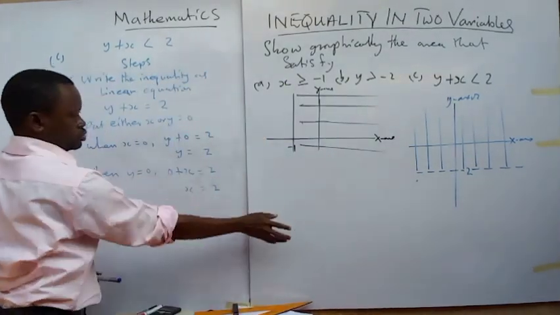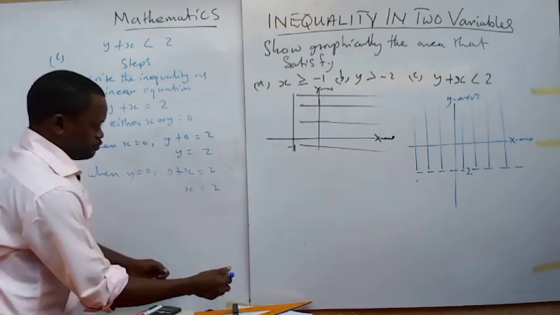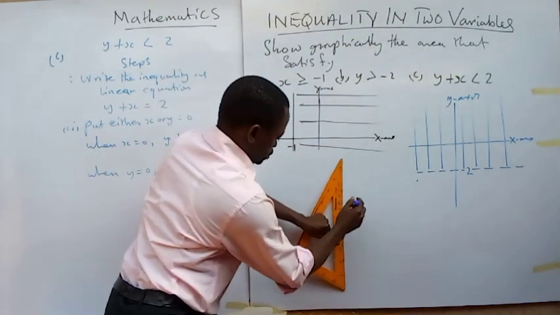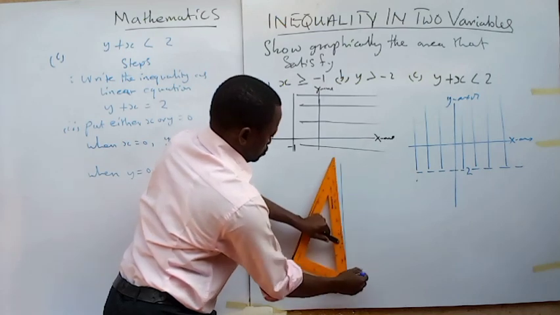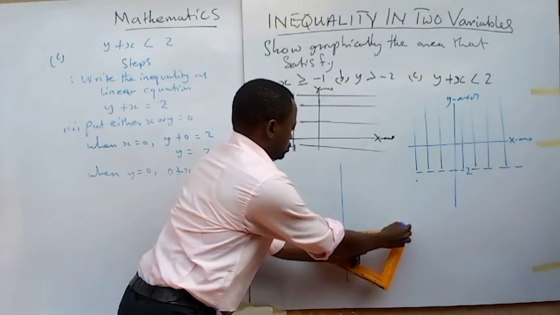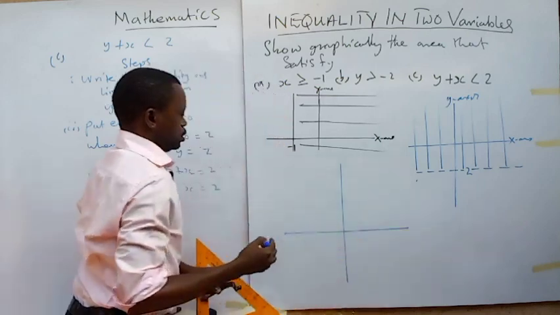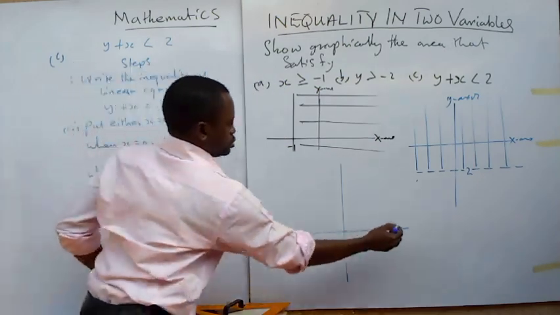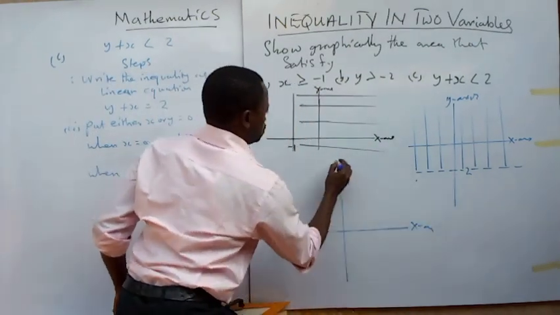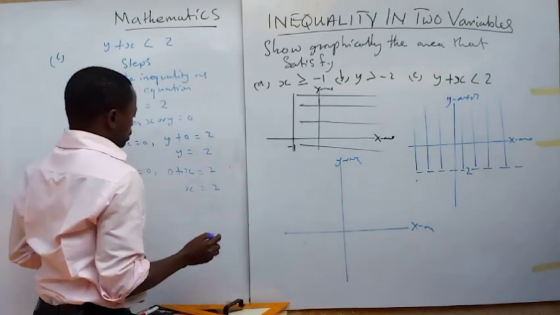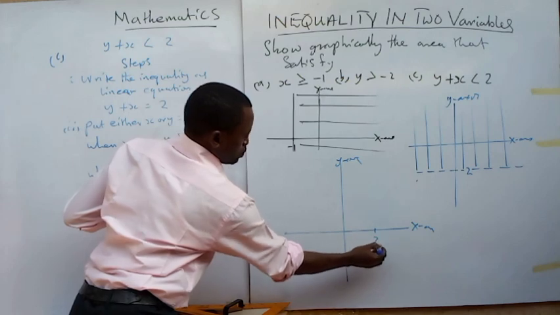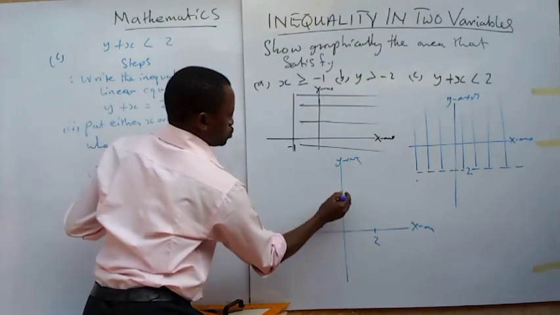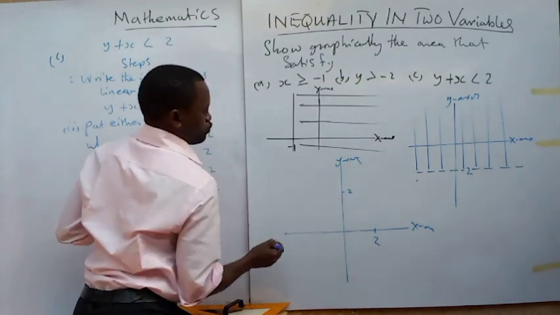Let me do that diagram somewhere here. So if I have my, okay, this is it. This is x axis, this is y axis, and then x is 2. Let's assume somewhere here is 2, and y is 2. Let's assume somewhere here is 2 for y.